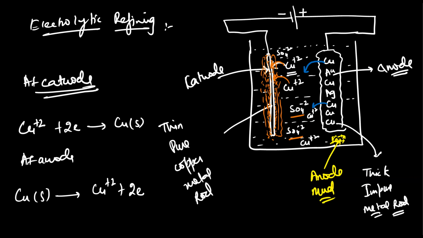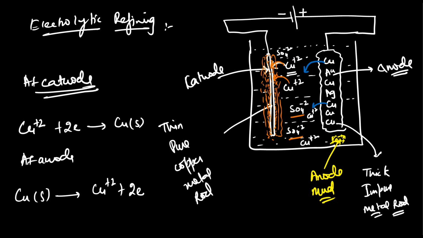So if someone asks you to write a note on electrolytic refining of copper, what do we do? Electrolytic refining is the method for obtaining the purest form of metal. In this, we take a thin pure copper metal rod and make it the cathode, and the impure metal rod is made the anode, and the solution of the same metal's salt is taken as electrolyte. In the case of copper, we take copper sulfate as electrolyte, and dilute H2SO4 is also added to increase the conductivity, so that conduction can take place easily.